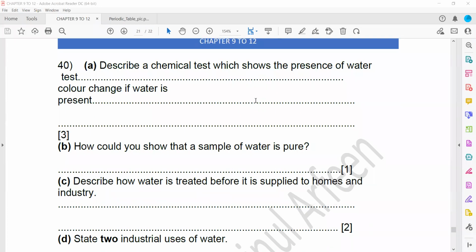Then describe a chemical test which shows the presence of water. How can we check the presence of water? It's up to you. You can add anhydrous. Don't forget to mention anhydrous. Some of the students in the test only mention cobalt chloride or copper sulfate, but you should mention anhydrous, either cobalt chloride or copper sulfate. So what is the color change? If it was anhydrous copper sulfate, it will turn from white to blue.